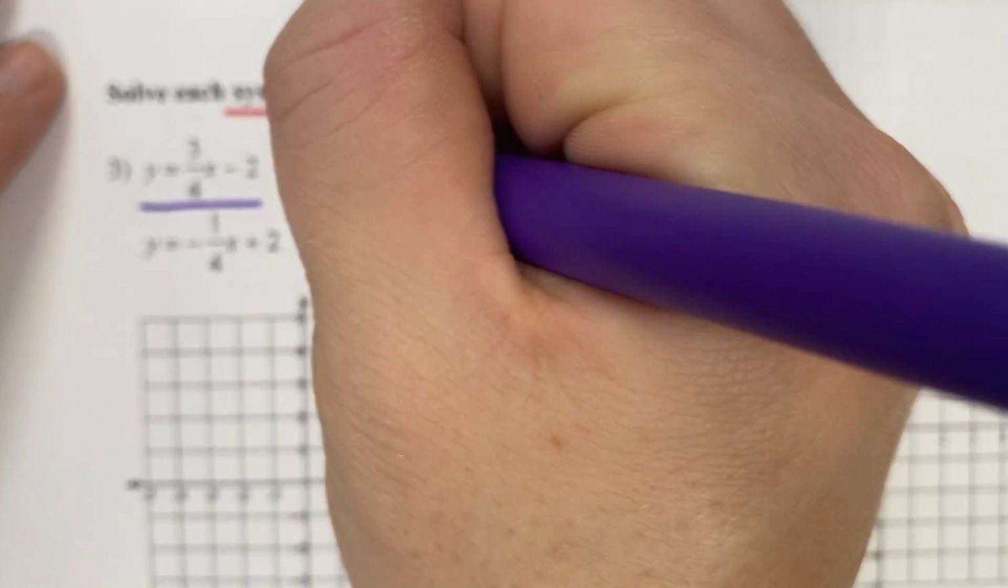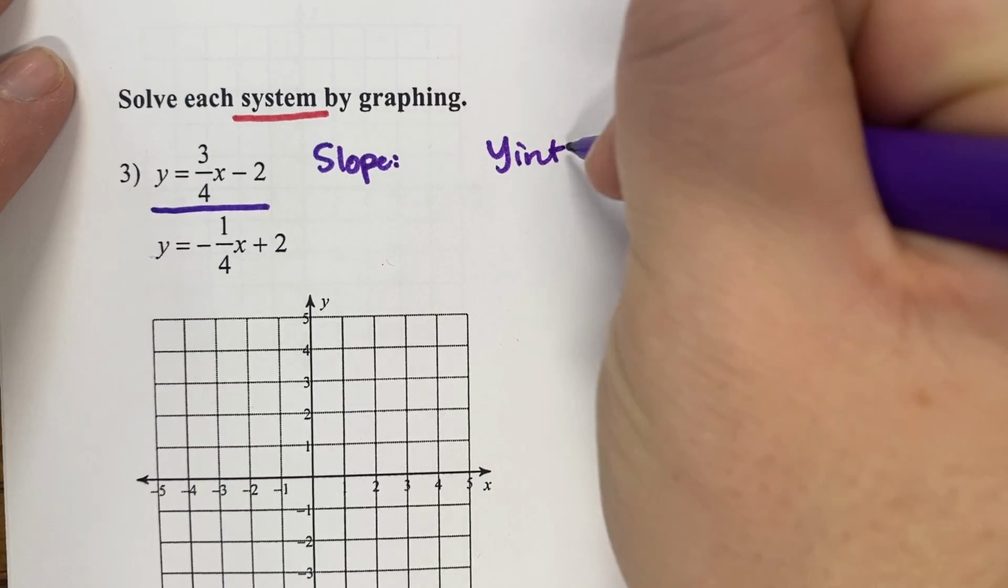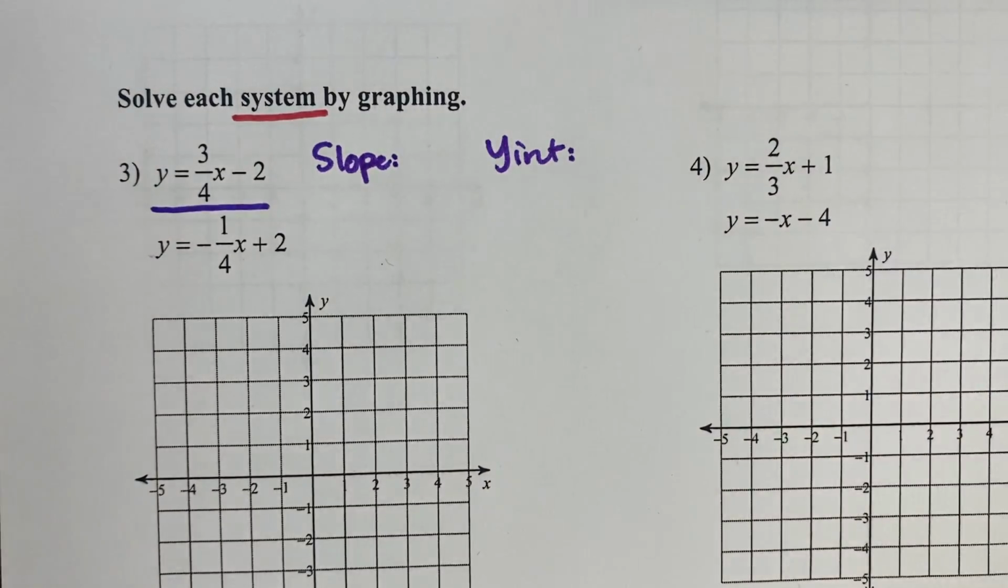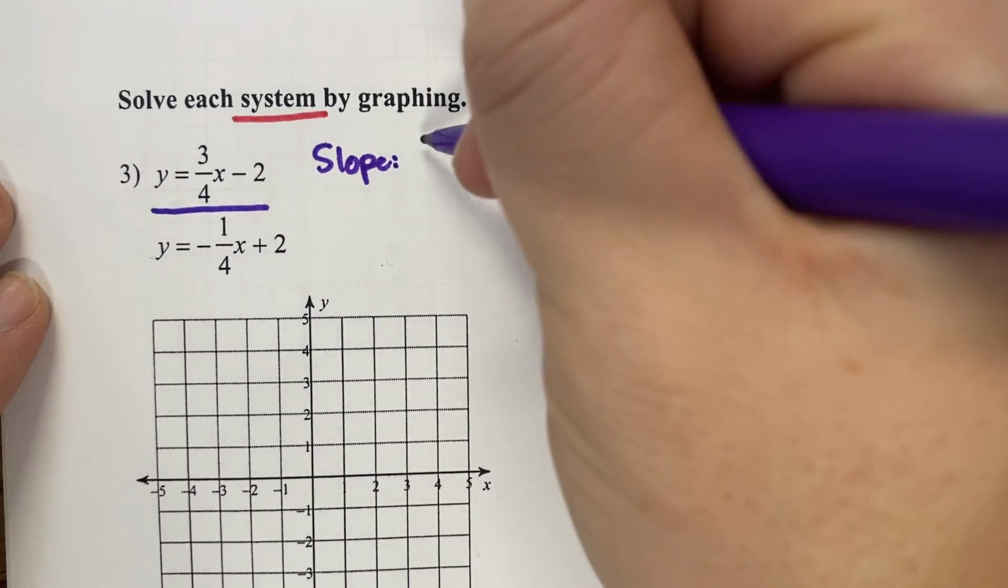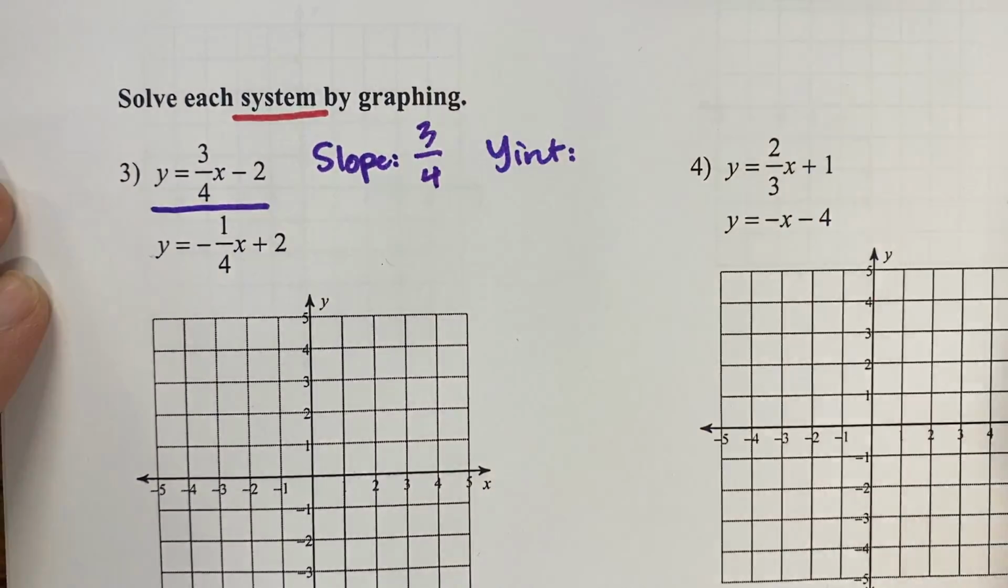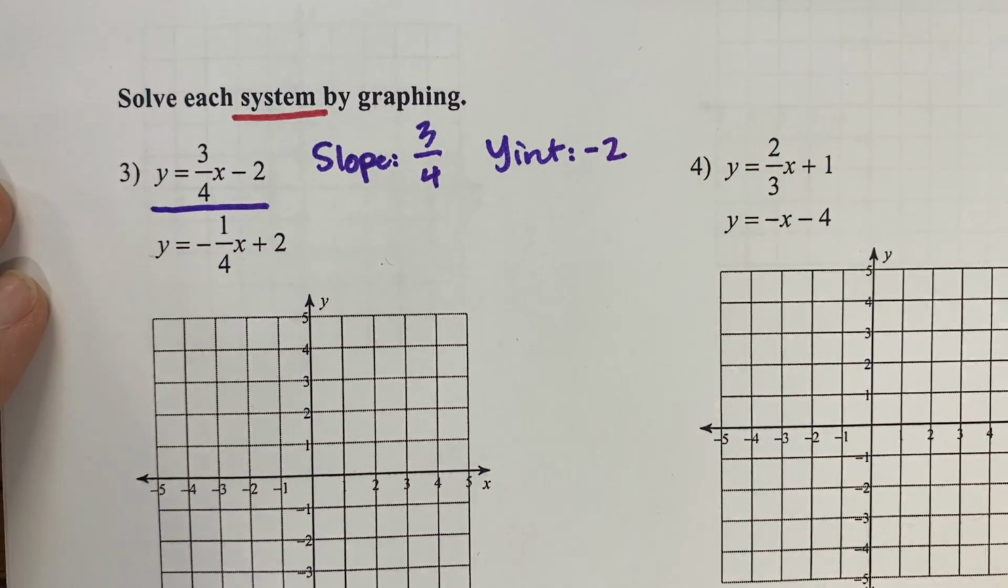Okay, so let's go ahead for the top equation, identify the slope and the y-intercept. And remember, this is review from last year, so it should look familiar. Our slope for our purple one is always right in front of the x, so that's going to be 3/4. And our y-intercept is the number on the end, -2.